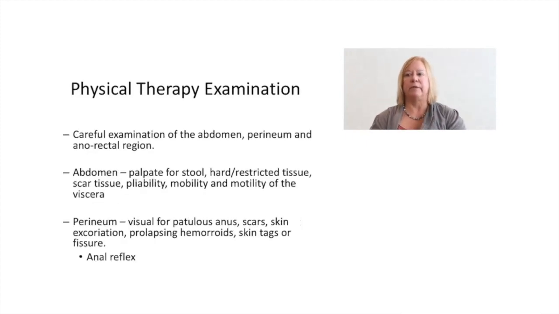Careful examination of the abdomen, perineum, and the anorectal region is very important. So you want to put all that together as you're looking at the pelvic region that we did before. In the abdomen, you're going to palpate for stool, hard restricted tissues, scar tissue, pliability, mobility, and motility of the viscera. In the perineum, you're going to be looking visually for patulous anuses, scars, skin excoriation, prolapsing hemorrhoids, skin tags, or fissure, just like we talked about before.